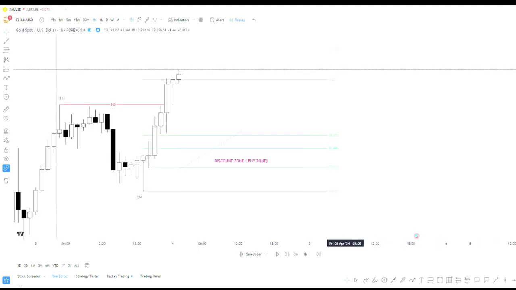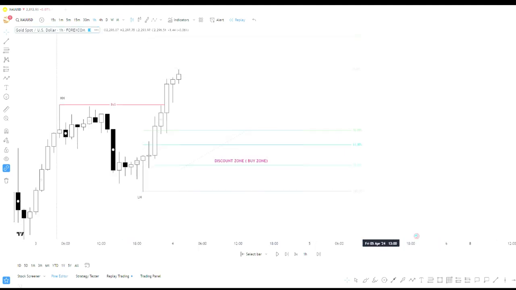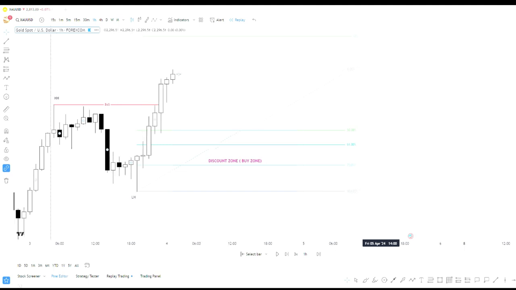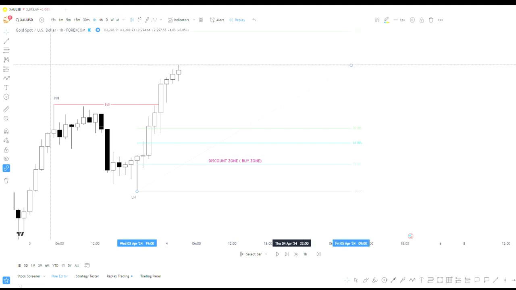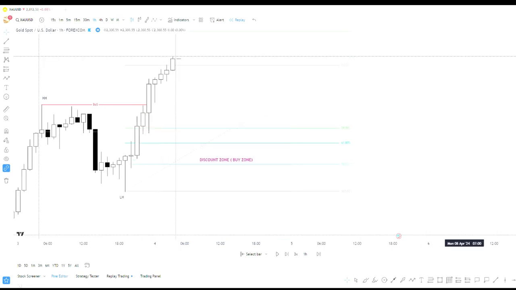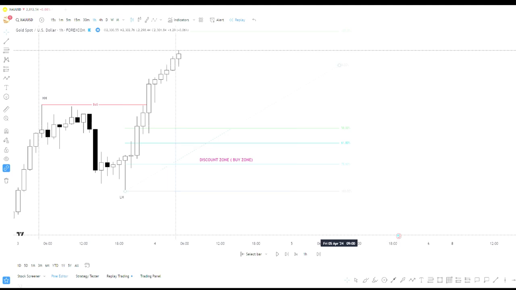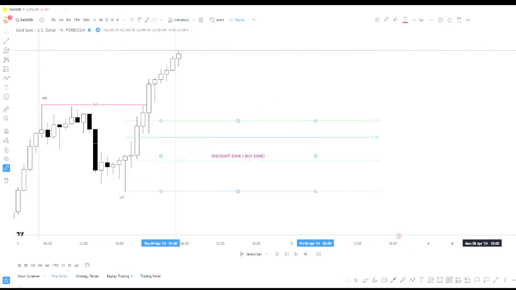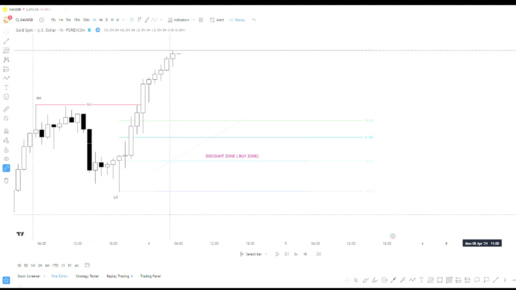Here I have some bullish candles moving up, so I adjust my trading zones and have a higher wick here. Again, I adjust it. Again, a new adjustment. Okay. Now I have a valid pullback.